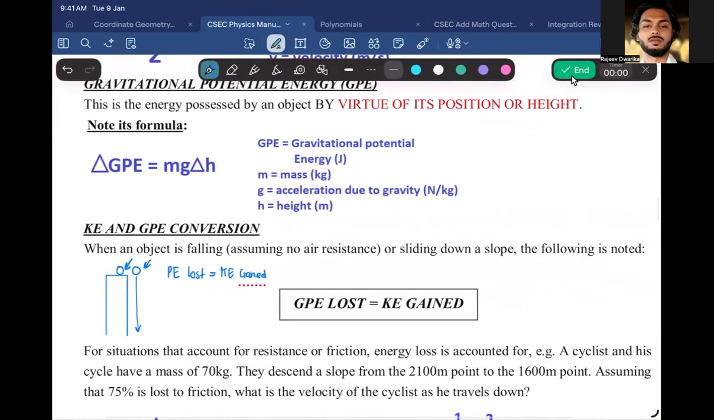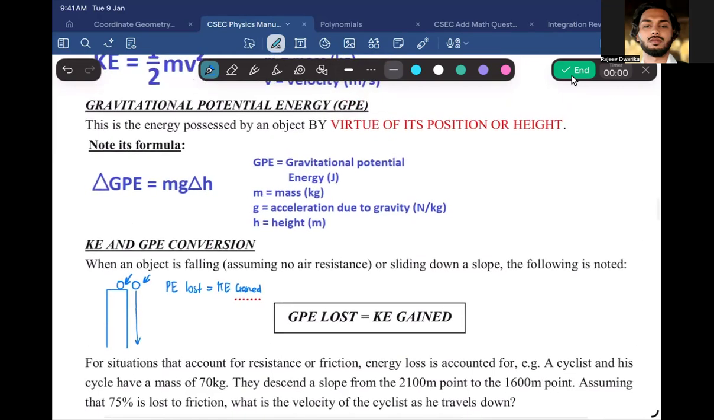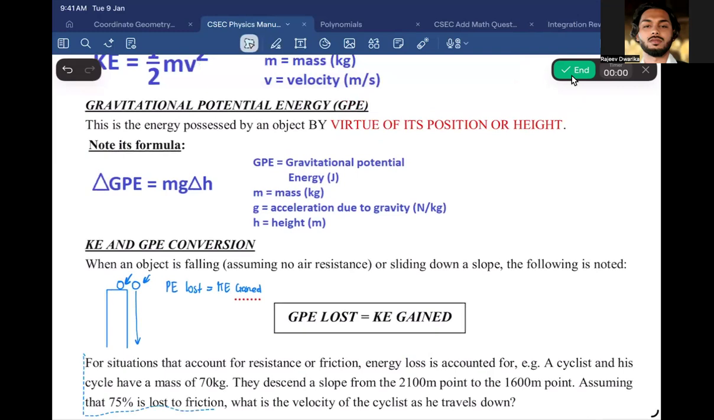For situations that account for resistance or friction, energy loss is accounted for. Example: a cyclist and his cycle have a mass of 70 kg. They descend a slope from the 2100 meter point to the 1600 meter point. Assuming that 75% is lost to friction, what is the velocity of the cyclist as he travels down? Let's try this question, shall we? Seems like an interesting question to try.